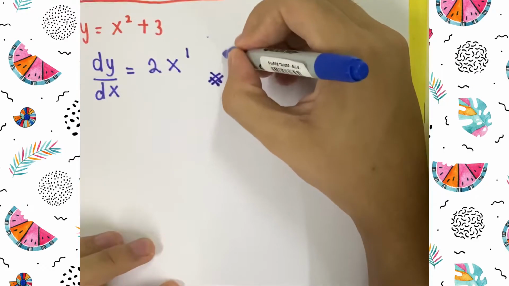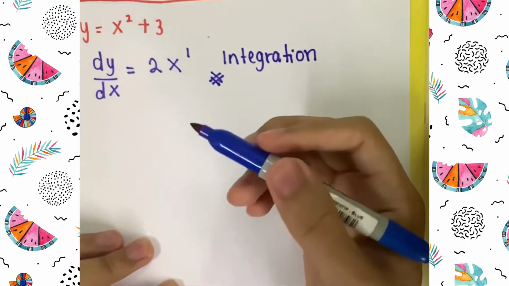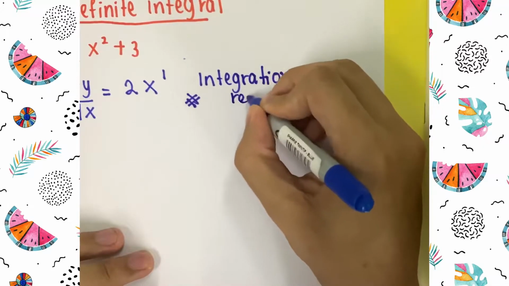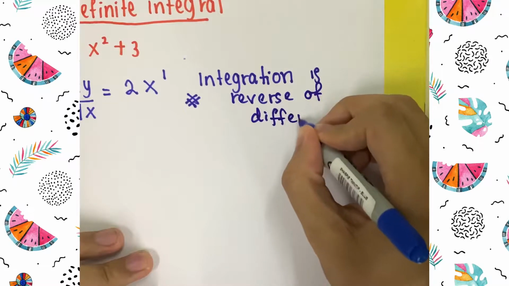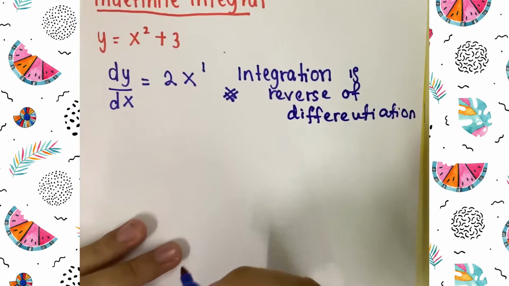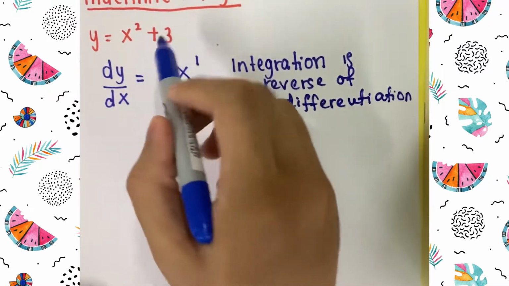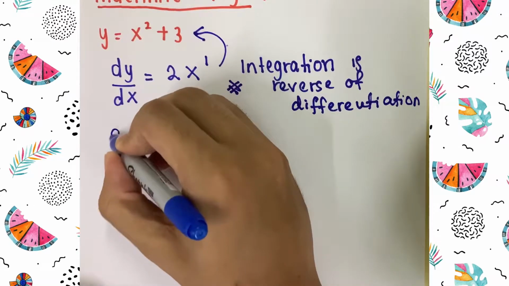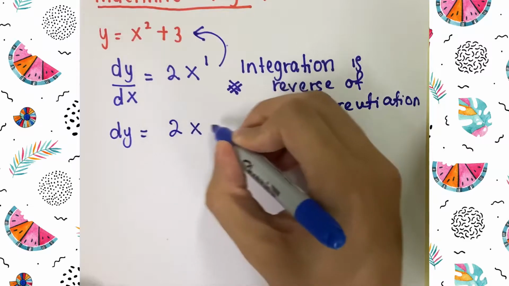So integration is the reverse process of differentiation. So what it is that from this derivative, my goal is to get back the original function. So how can I do that? So first, dy dx, I'm going to move to the right hand side, which is 2x dx.